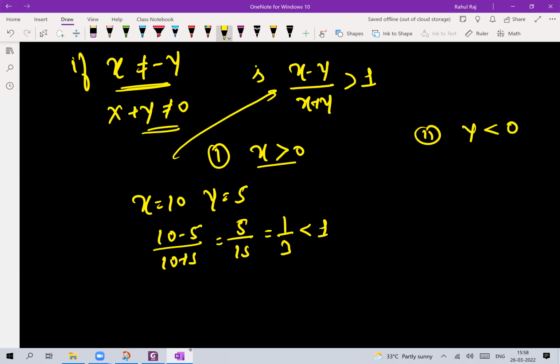Because from option number 1, I have no idea about y. I can take anything. So I've created a no situation. Now, can I take a yes situation? I take x is equal to 10, y is equal to negative 5. Now, what do I get?